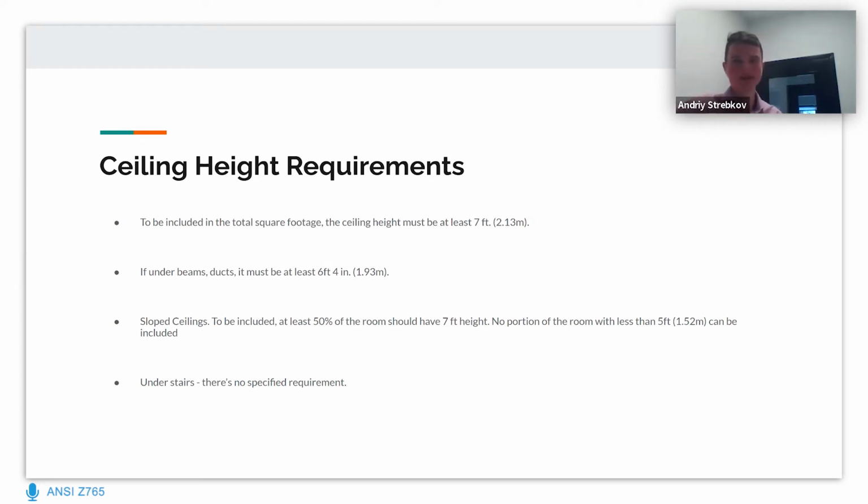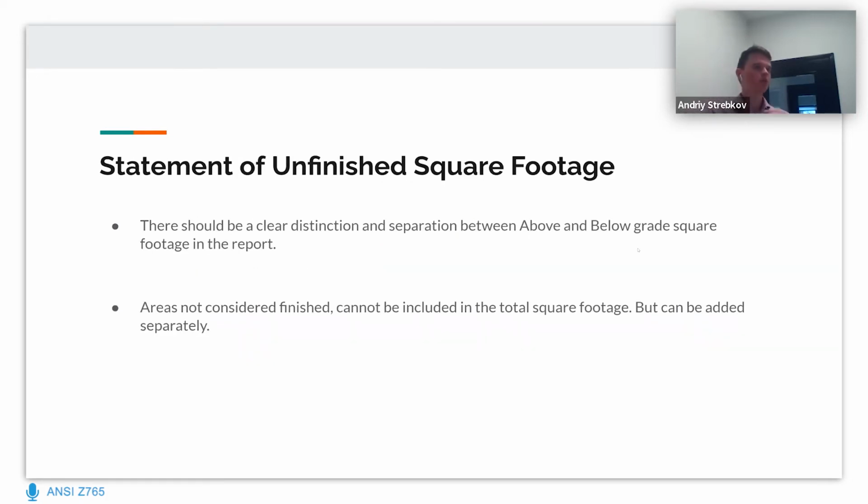The other part can. When it comes to stairs, the space under stairs, there is no specified requirement. So it's up to you if you want to include the space or exclude the space in the total square footage. Again, we will handle these details, but it's important for you to understand, especially the ceiling height part of it. Now, there are a couple more things.